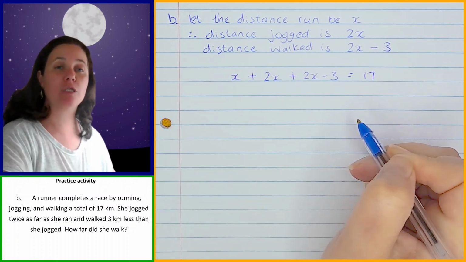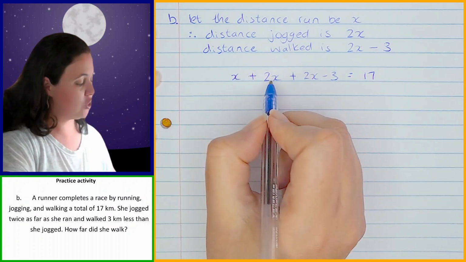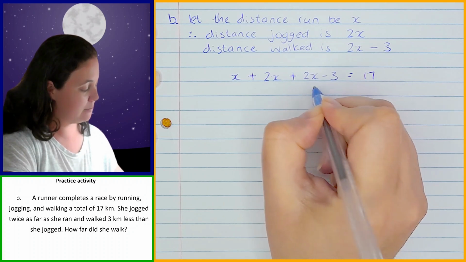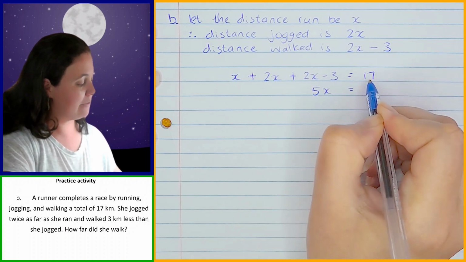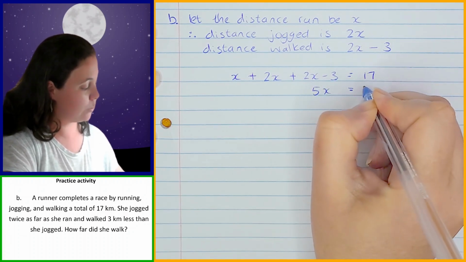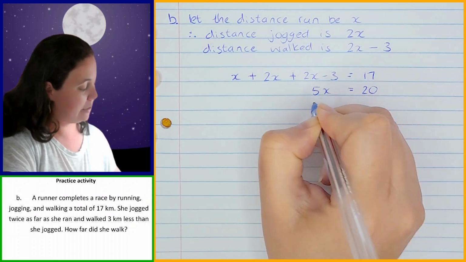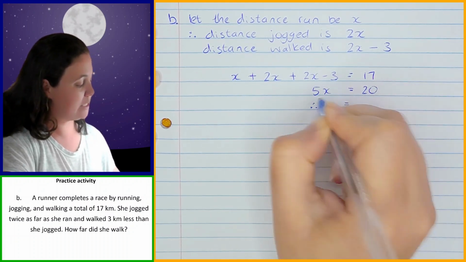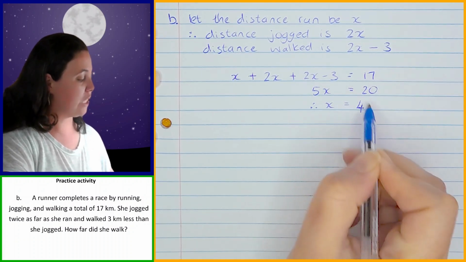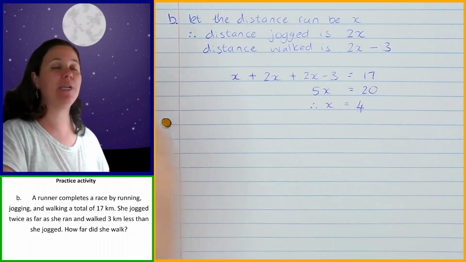Okay, now we can go and solve for x. So I've got x plus 2x, that's 5x, equals 17 plus 3, is 20. So then this is going to be x equals 20 divided by 5, which is 4. So now I know that x is 4. Okay, so now I need to go and answer the question.